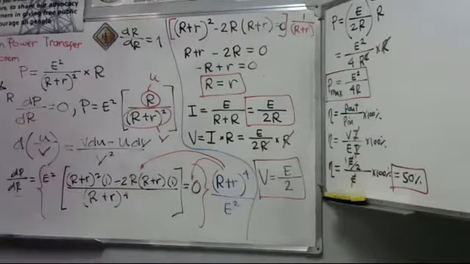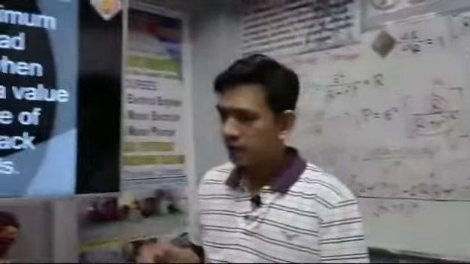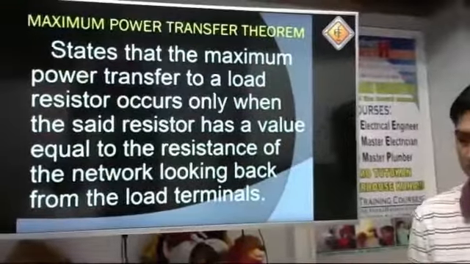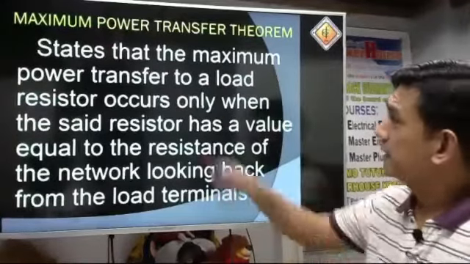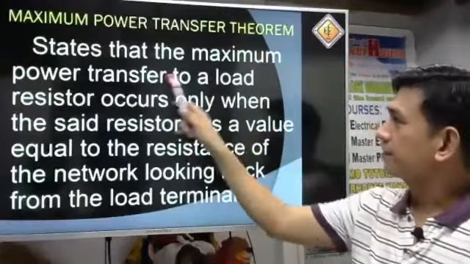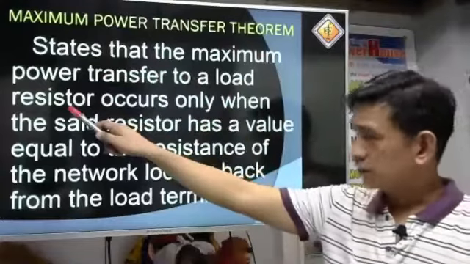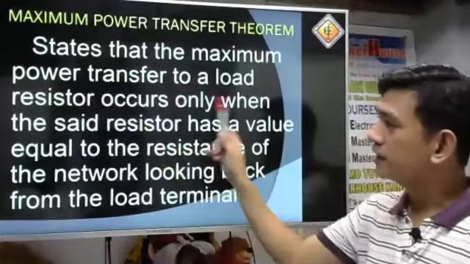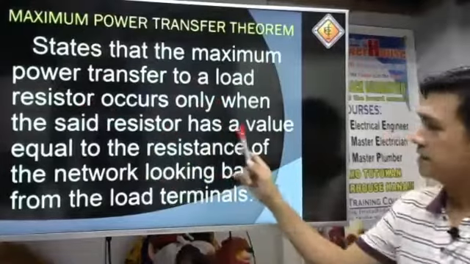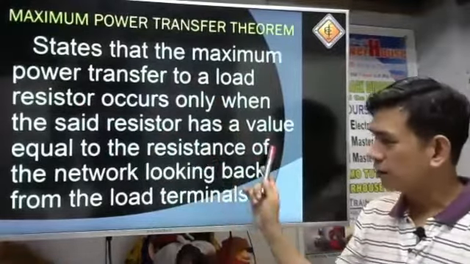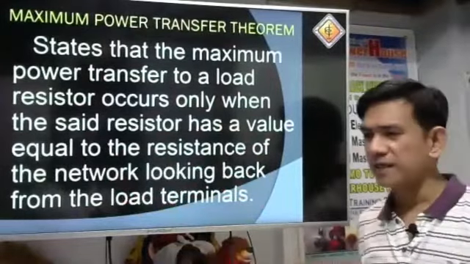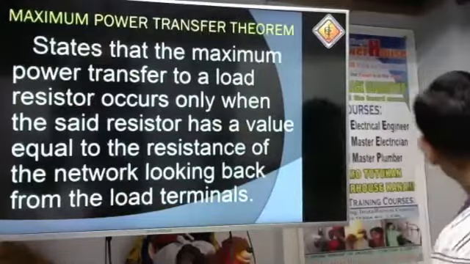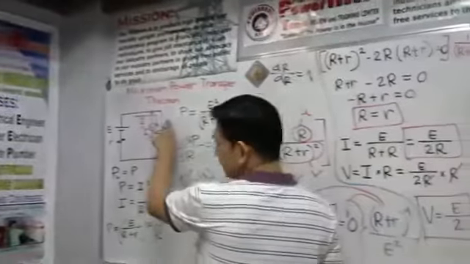Okay, so we have here a note for maximum power transfer based on what we derived. Maximum power transfer states that the maximum power transferred to a load resistor occurs only when the said resistor has a value equal to the resistance of the network looking back from the load terminals. What do we mean by this? Take a look here again. We have a load resistor.